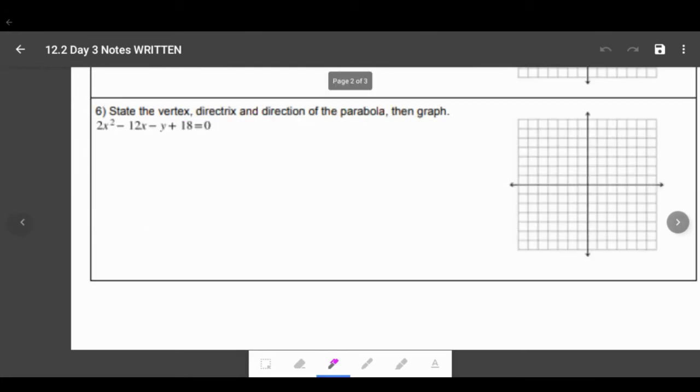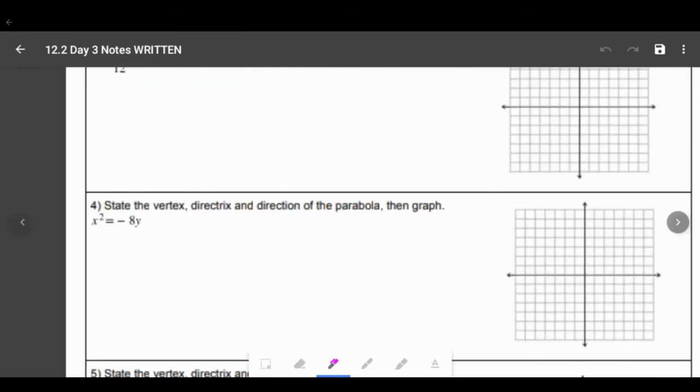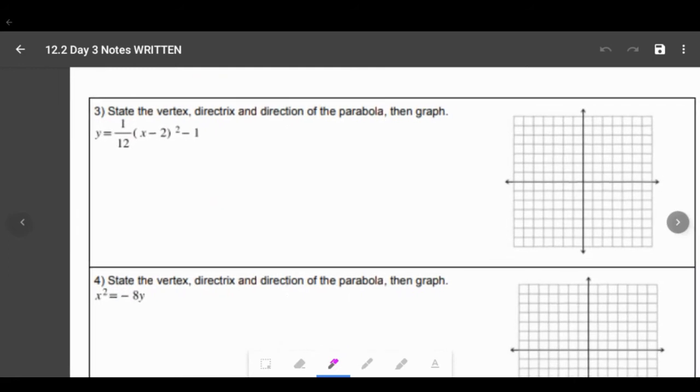Okay, all right, let's take a look at day 2. Now we got some graphs on here that we're going to look at. We have to state the vertex, directrix, and direction of the parabola, and then graph it. If you look at that equation, this is what you would have seen in algebra class, a y equals equation in vertex form, quantity squared, all that. But we have to make it into the conics form so we can get our information.